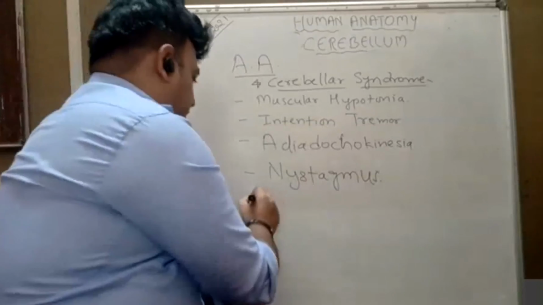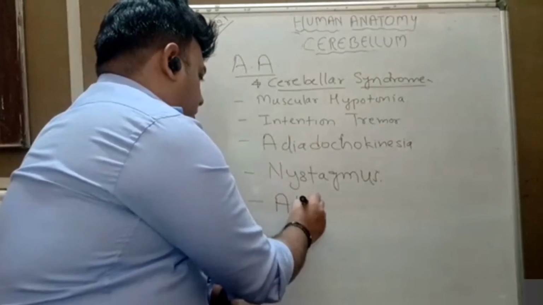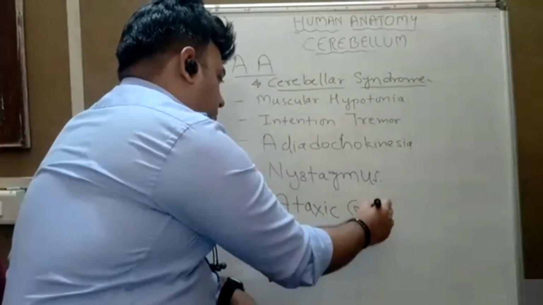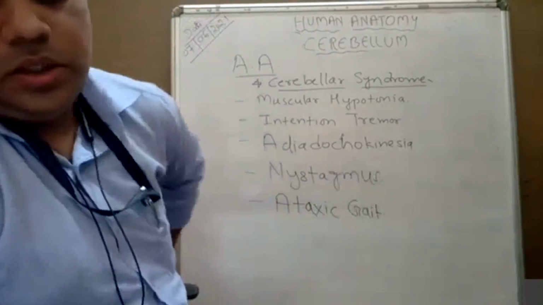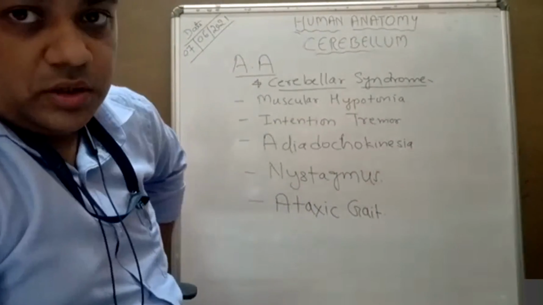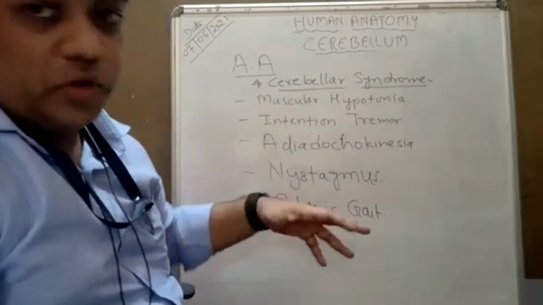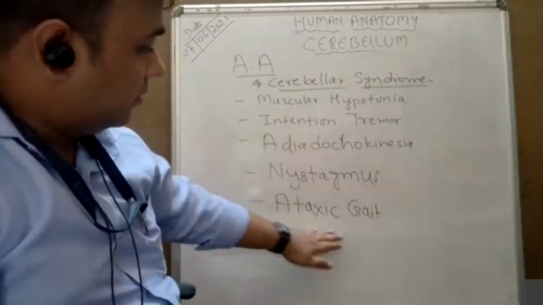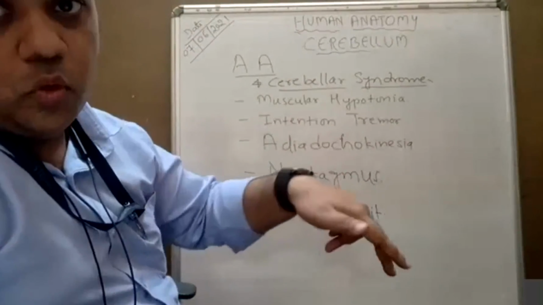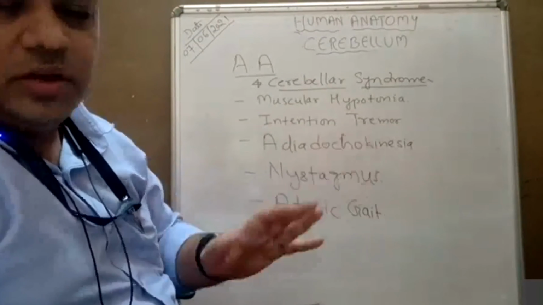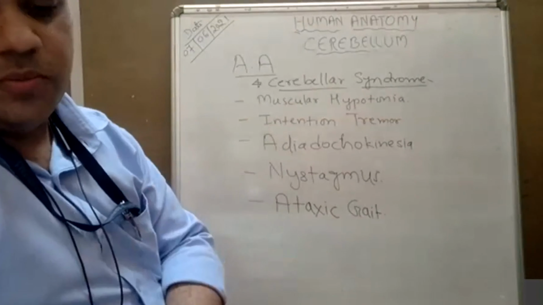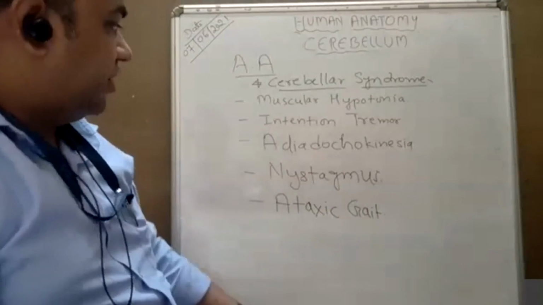And then comes ataxic gait, ataxia. The person is unable to stand properly or walk properly due to an unsteady gait. Gait means posture during walking or standing. Ataxia means the person is not able to walk properly because there is loss of coordination between the right and left limbs or parts of the body. So, unsteady gait.